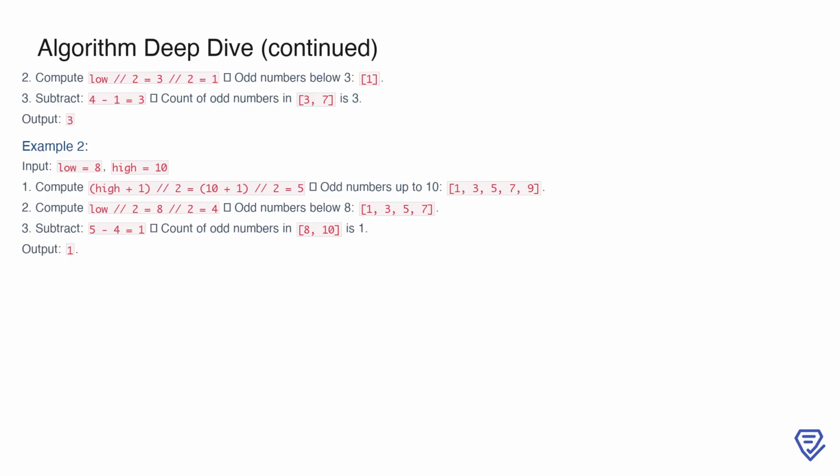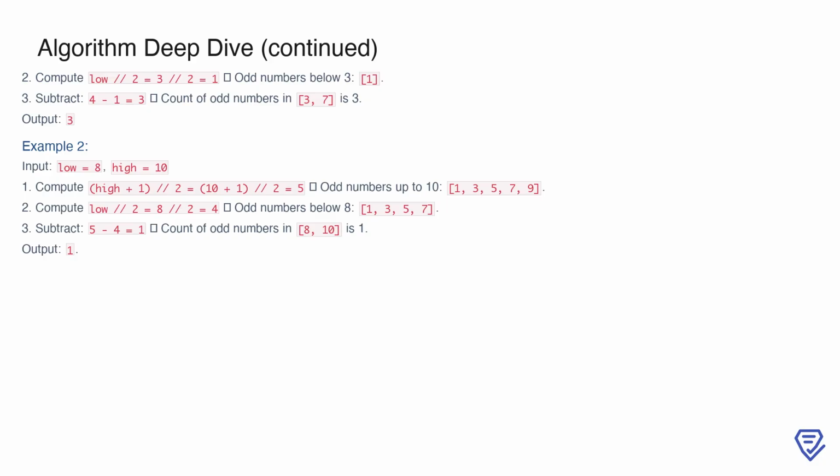Let's walk through a couple of examples to see how this works in practice. In the first example, suppose low equals 3 and high equals 7. First, we calculate (high + 1) // 2, which is (7 + 1) // 2 equals 4. This represents the count of odd numbers up to 7, which are 1, 3, 5, 7. Next, we calculate low // 2, which is 3 // 2 equals 1. This represents the count of odd numbers below 3, which is 1. Subtracting these results, 4 - 1 equals 3, tells us there are 3 odd numbers in the range 3 to 7.